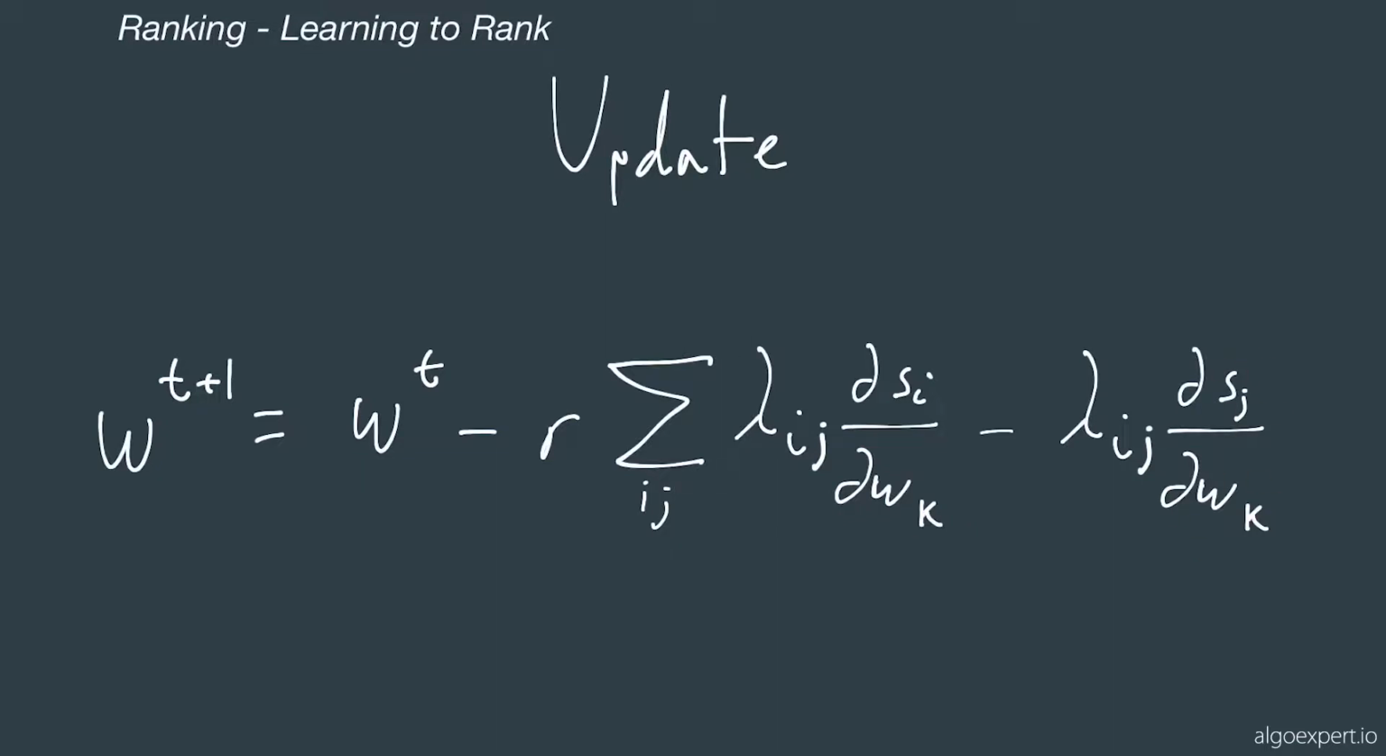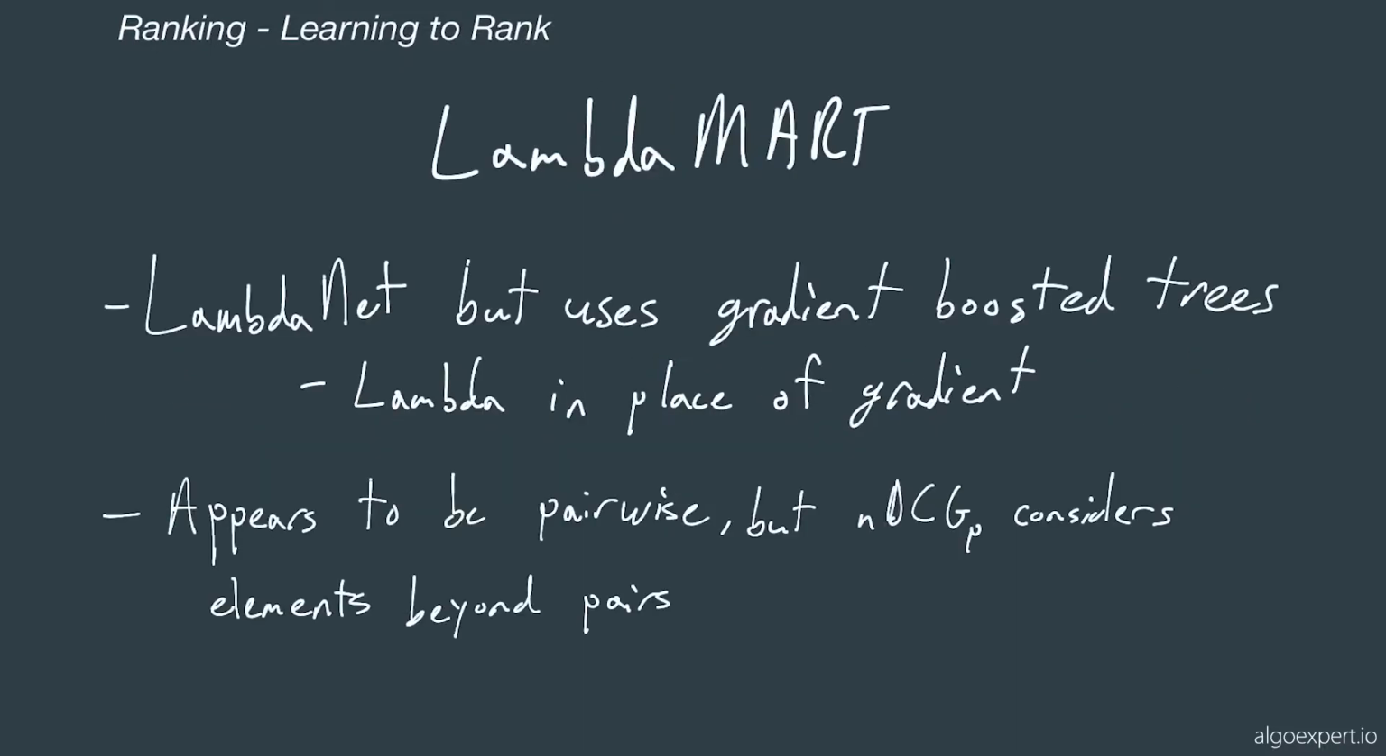So after LambdaNet, there was another iteration called LambdaMART. The only difference is that it uses a gradient boosted tree in place of the neural network. Now LambdaMART does appear to be pairwise because it compares pairwise documents, but NDCG considers elements beyond the pairs, so it's technically not a pairwise model.